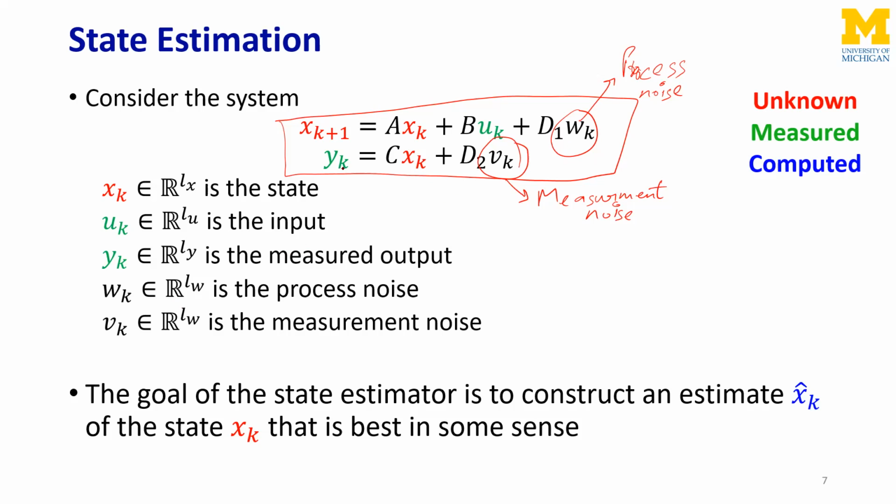Okay, you must have seen this equation many times. So anyways, the goal of the state estimator is to construct an estimate x hat k of the state xk that is best, or optimal. Optimal in some sense, and we'll discuss how to construct a cost function whose minimizer gives you the estimator, and minimization of something is what leads to the optimality of the estimator.